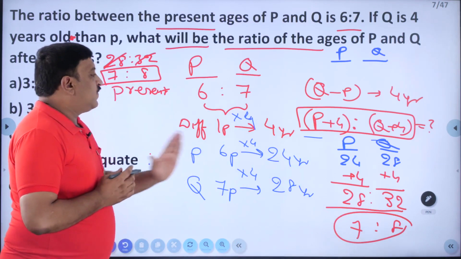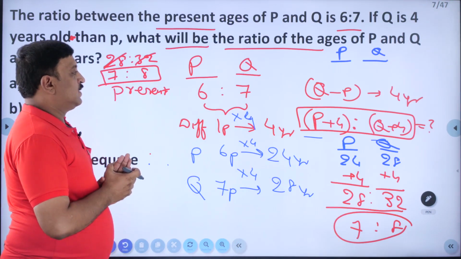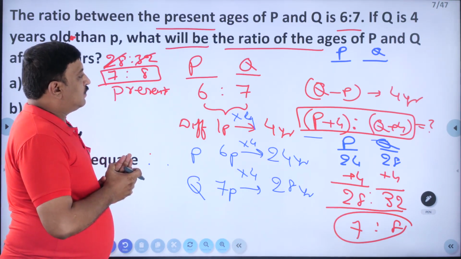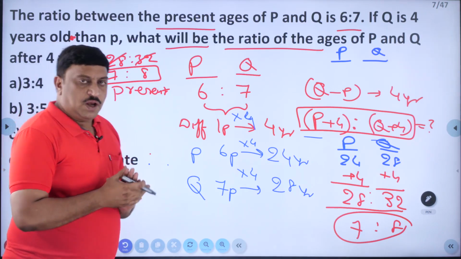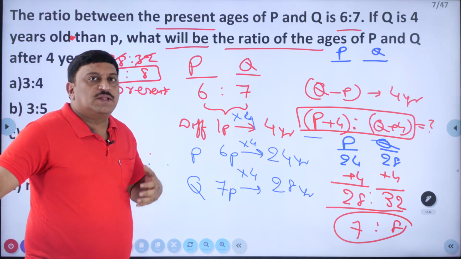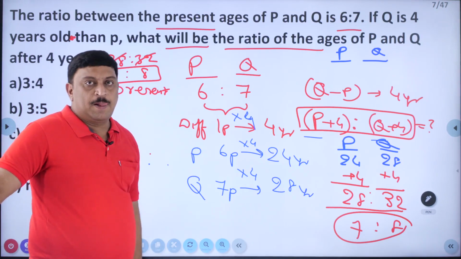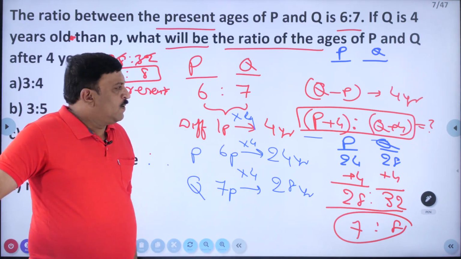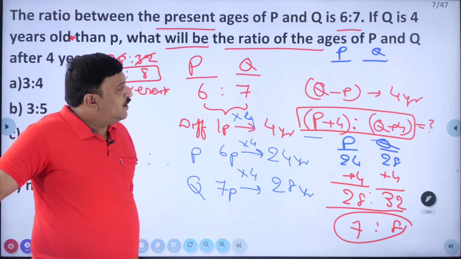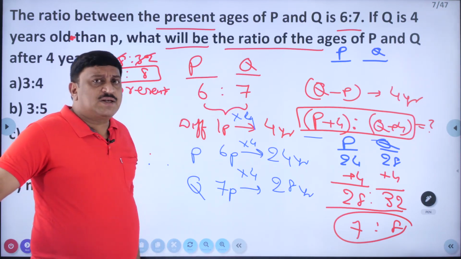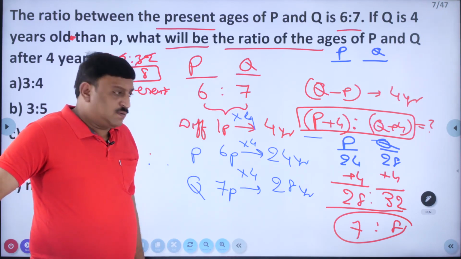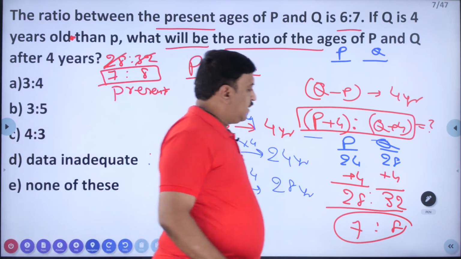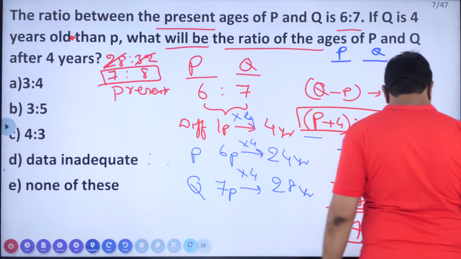Right? First write all these things. Then we discuss the next level of thinking. We will now dissect each and everything here. So here they are asking about the ages after how many years? After 4 years, right? So it is after 4 years they are asking.